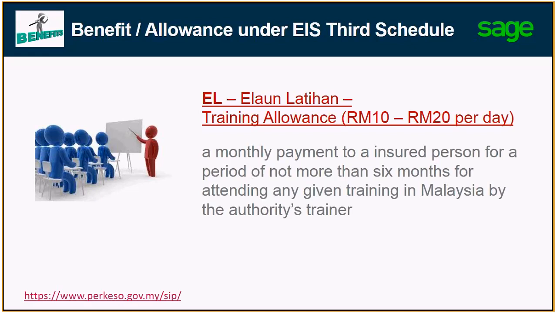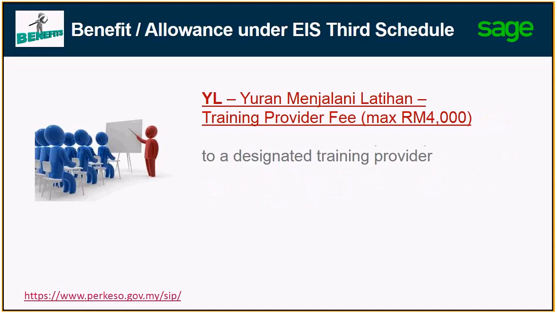So with the benefit of training allowance, or they call it EL, allowance latihan. This is a monthly payment to an insured person for a period not more than 6 months for attending any given training in Malaysia by the authorities trainer. The rate will be between 10 to 20 ringgit per day. Also, the training provider fee, or yuran, maximum 4,000 ringgit to a designated training provider. So not to you as an insured person, but to the training providers.